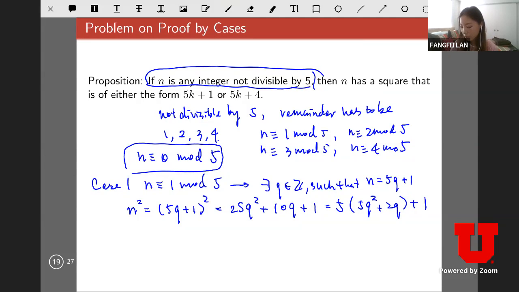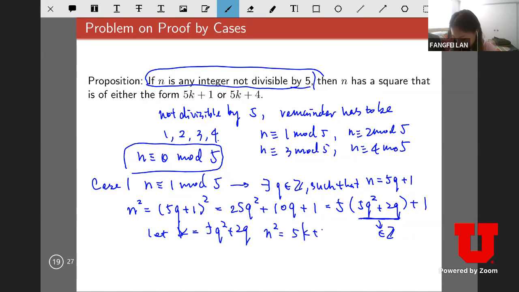By closure of integers, this is also in Z, right? So if we let k equal 5q squared plus 2q, then n squared can be represented as 5k plus 1. So that's case 1.